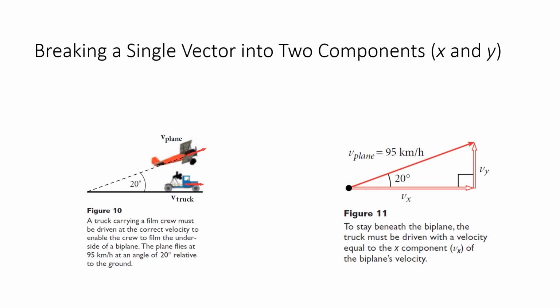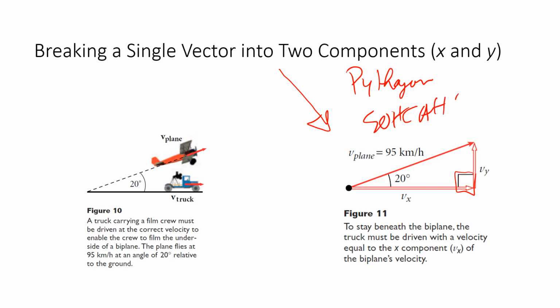So breaking a single vector into two components, the important thing to recognize is that looking at figure 11, according to the book I got it from, you're dealing with right triangles. Right triangles means you are going to be using the Pythagorean theorem eventually, and also SOHCAHTOA, which is something you should already know from last year.